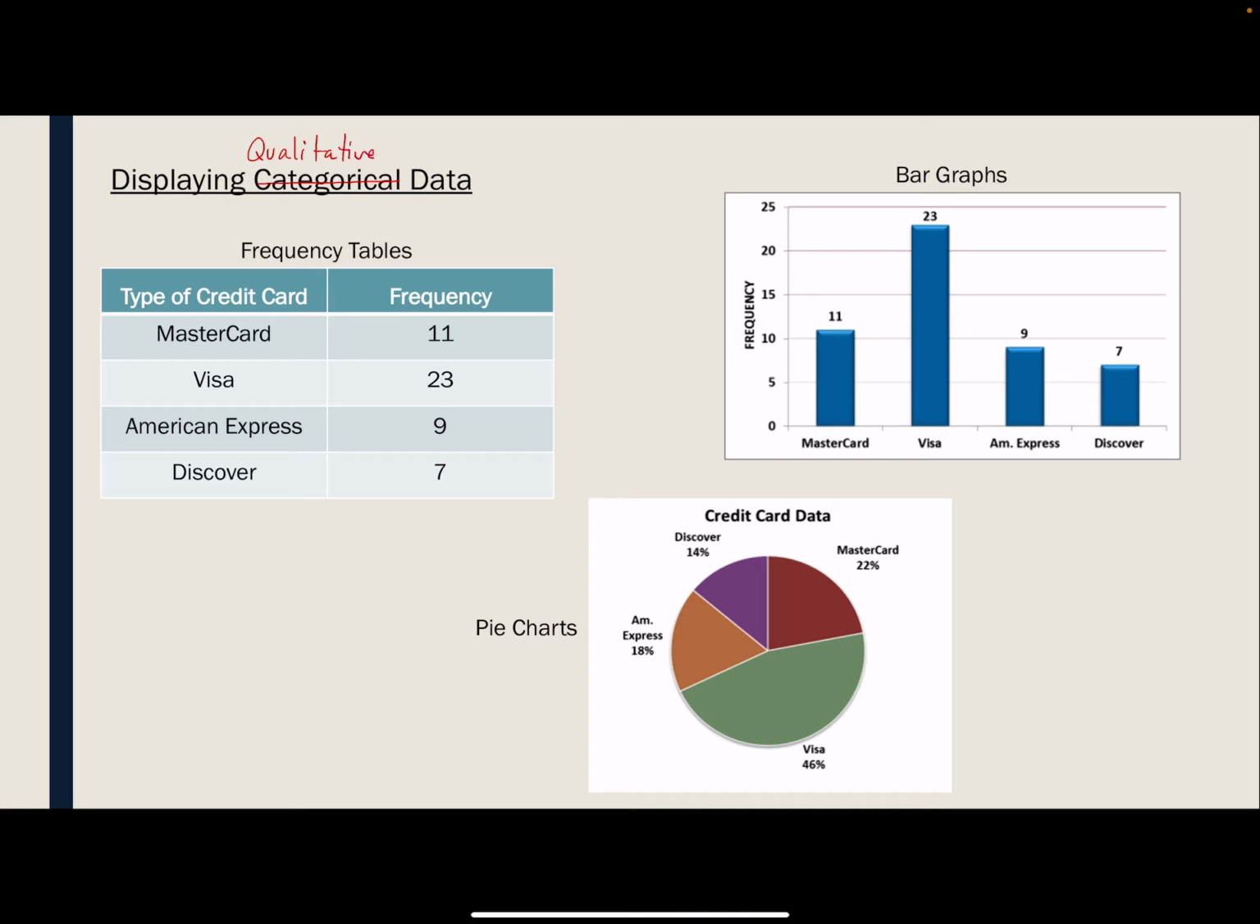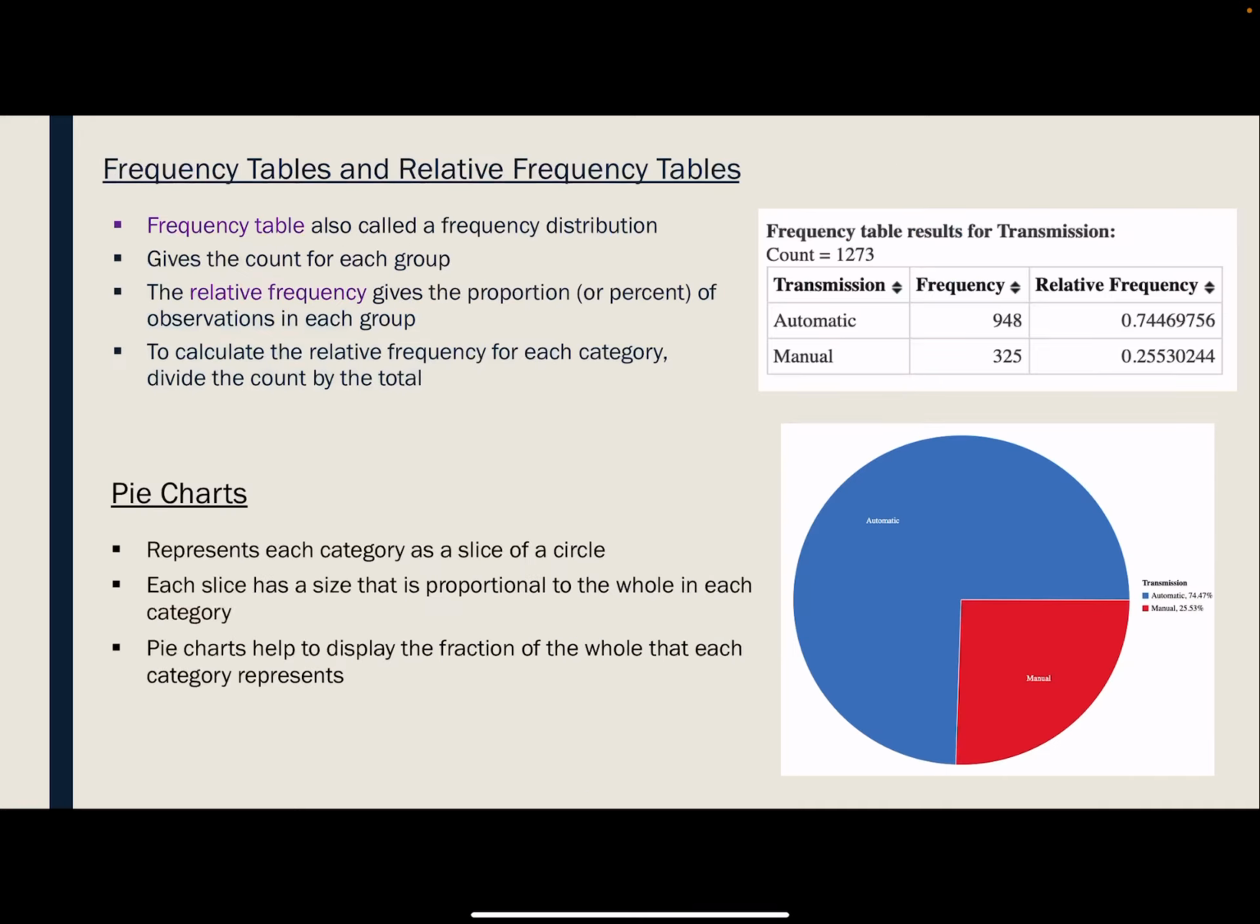So there are three main ways to display qualitative variables. We can look at tables, and here I have a frequency table. I'll also show you a relative frequency table. But the graphs are typically bar graphs or pie charts. So we're going to start with the tables.